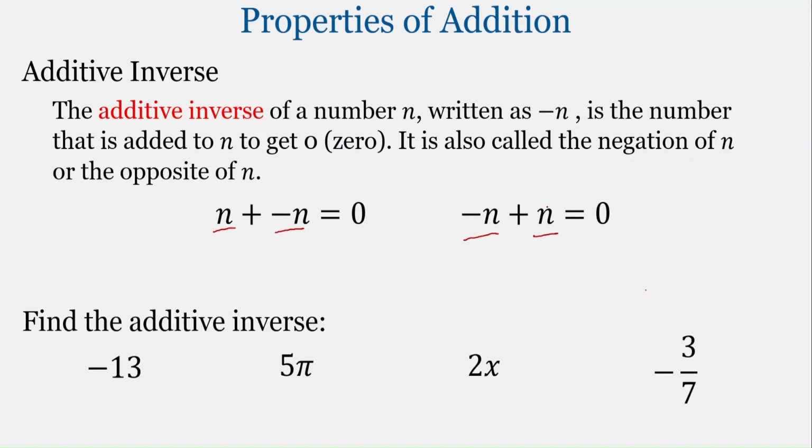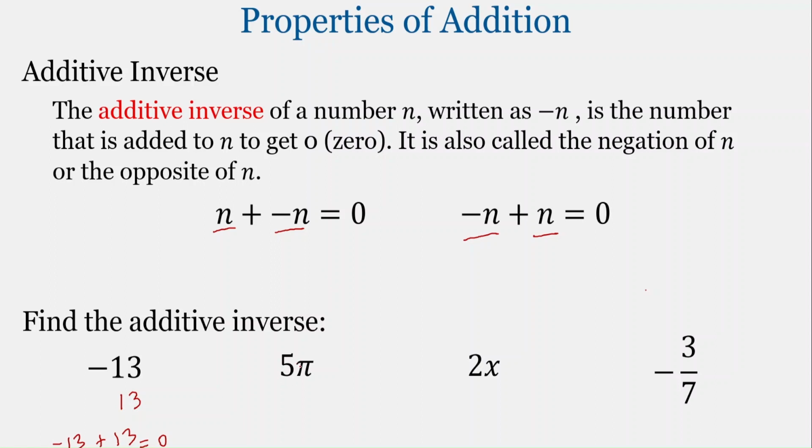So let's find a few. Let's find the additive inverse of these 4 terms. So we have negative 13. The additive inverse of negative 13 is 13. Negative 13 plus 13 is equal to 0.